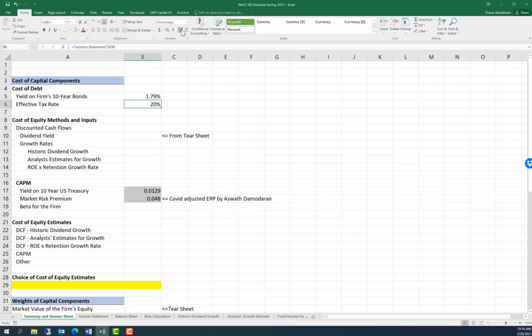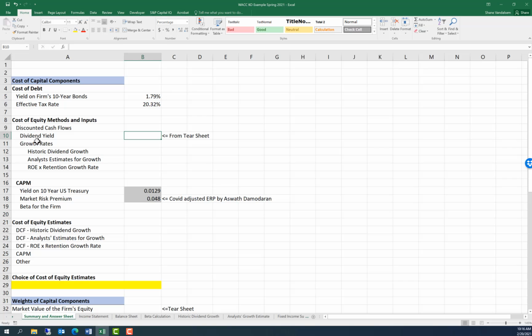And you can go ahead and make this into a percentage if you prefer that. And so that's it. Cost of debt is often estimated as the yield on the firm's 10-year corporate bonds. If that's not available, there are other methods, but for our purpose today, we're just going to use that.